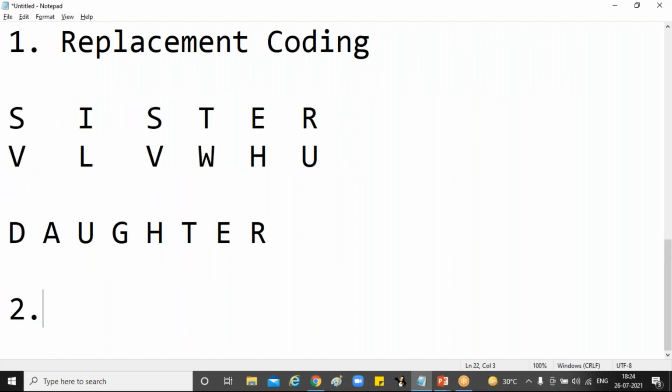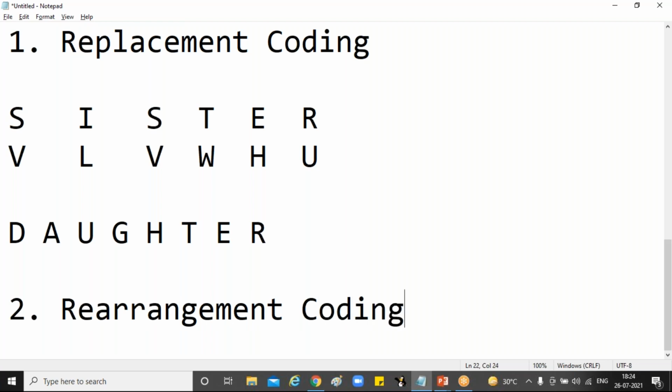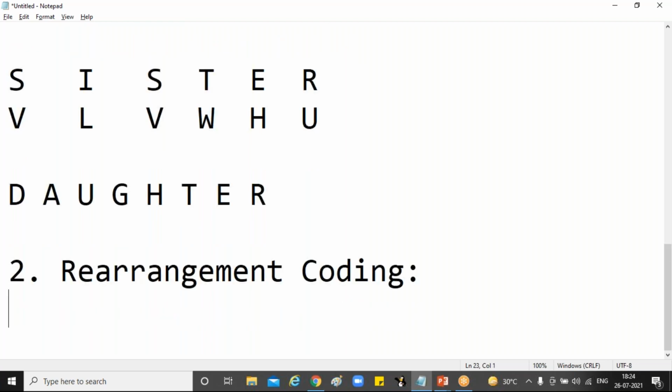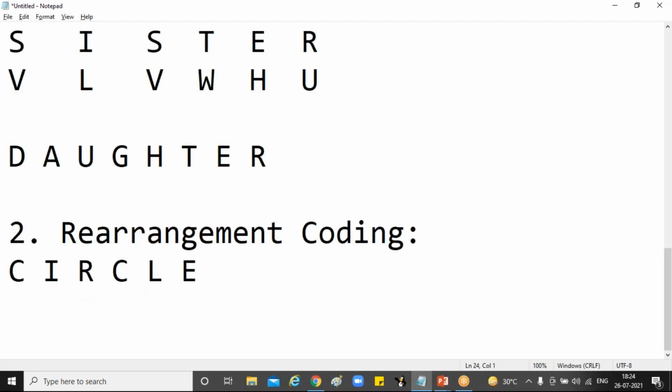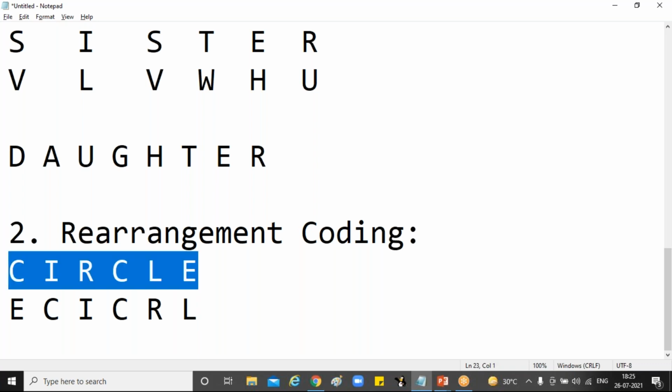Second one is rearrangement coding. Rearrangement is nothing but, in a certain language, circle is coded as CIRCLE rearranged: E, C, I, C, R, L. The same letters you have to rearrange.